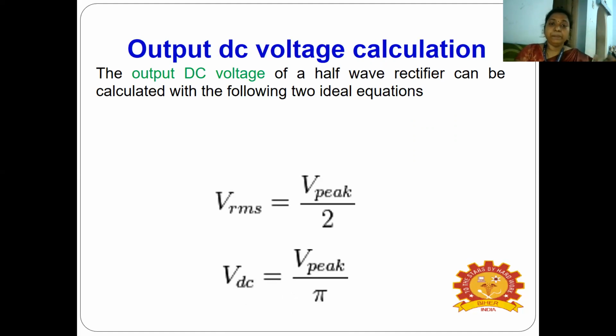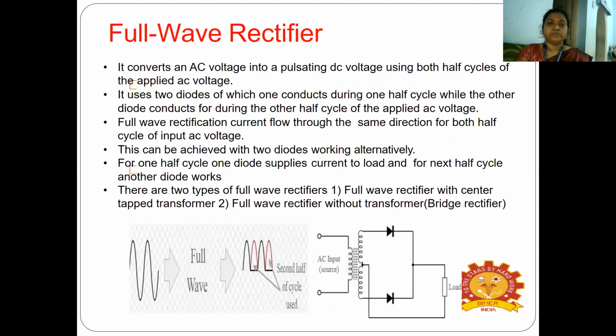VDC is equal to V peak by pi. So what is DC voltage? DC voltage is equal to the peak amplitude of the particular output signal divided by the pi. That will give you the DC voltage. So we have completed half-wave rectifier and its operation. What are the disadvantages? So next comes full wave rectifier.